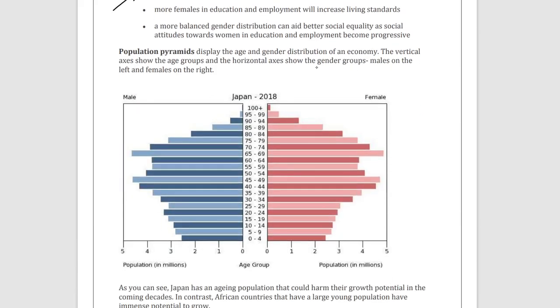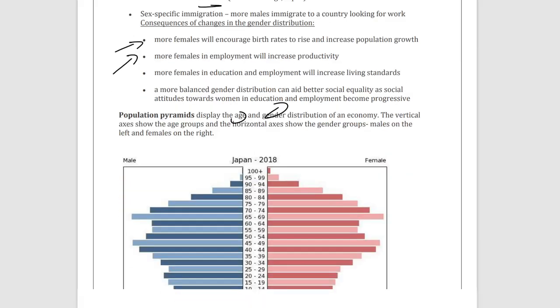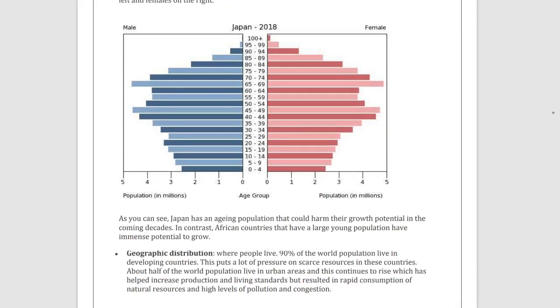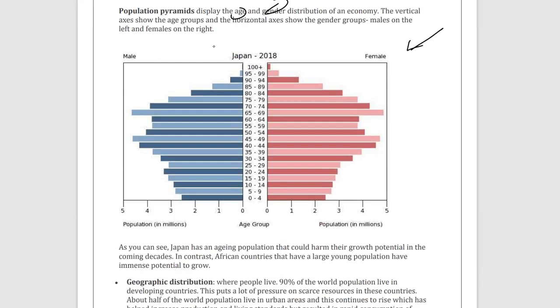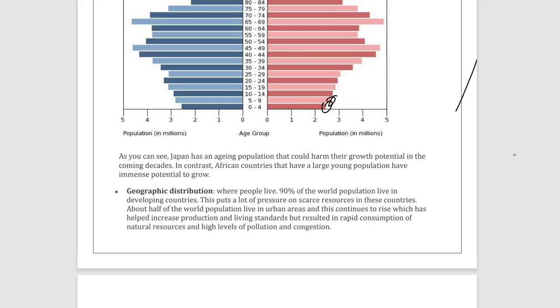Population pyramids. This shows again the age and gender distribution. So age and gender. The previous one was just gender and then age. Now we have the population pyramids, which show both of them. It's quite self-explanatory. We have the females, we have the males, and then we have the ages, where it talks about the population size of each of the following.